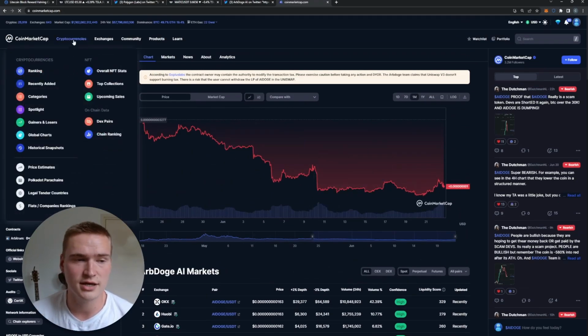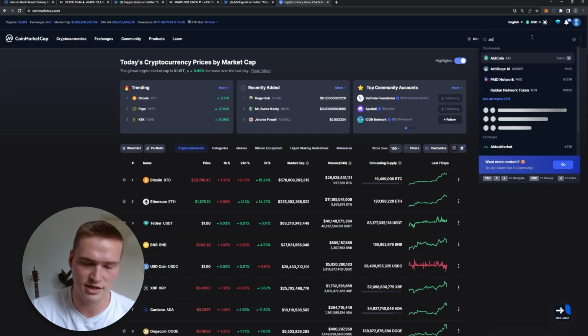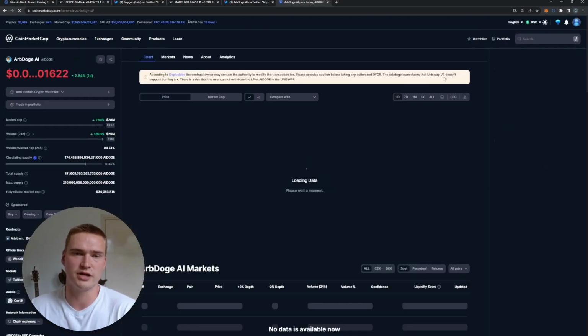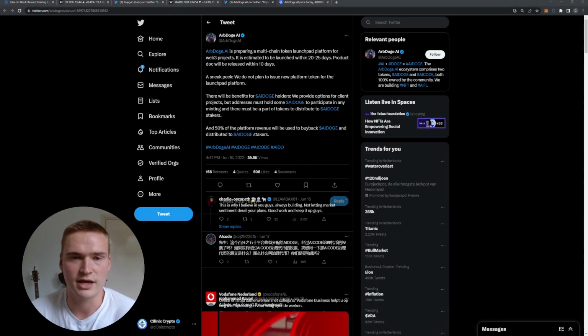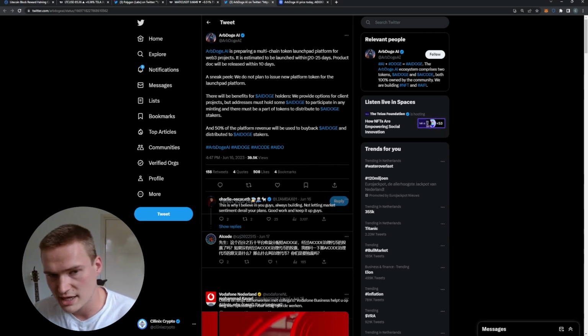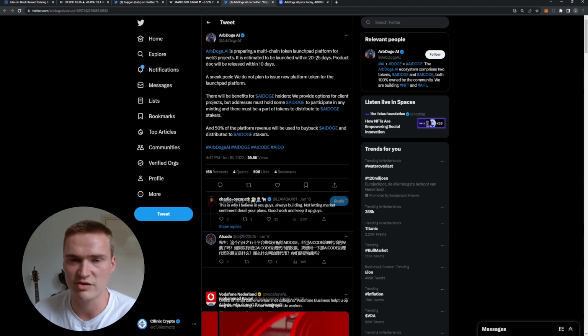But this is interesting, because the main reason why I expect some sort of a rally is because they got some great news coming up, right? So they are preparing a multi-chain token launchpad for Web3 projects, and it's estimated to be launched within the next 20, 25 days. That was 6 days ago, so it's in the next 14 to 19 days. So before that, actually pretty soon, I think we can already rally quite a bit. I might publish this video a little bit later, so you'll have to check out when the date is.